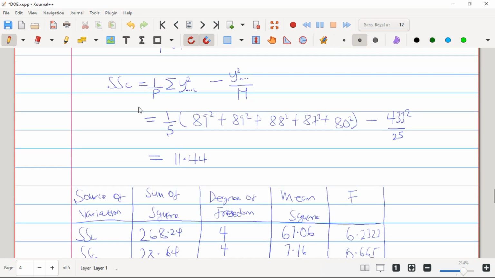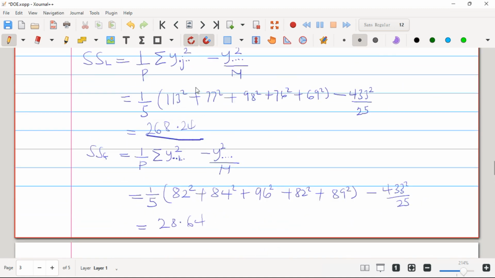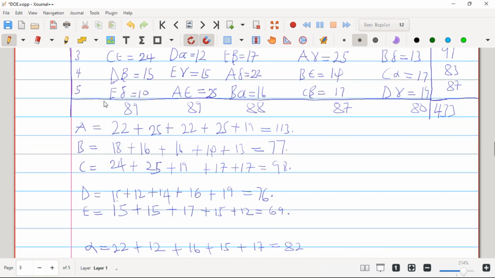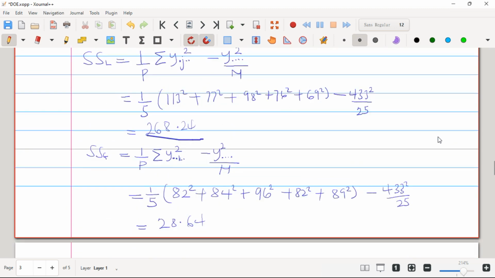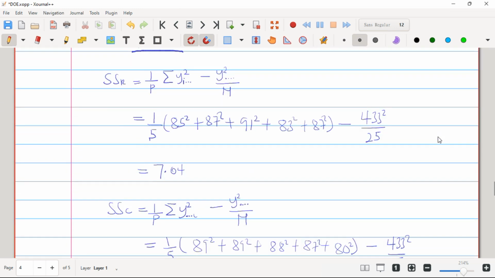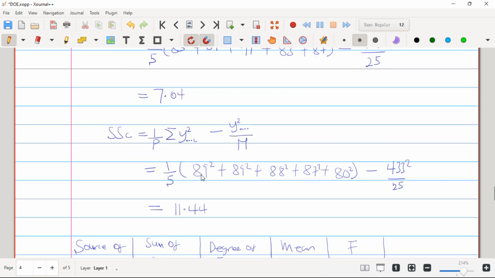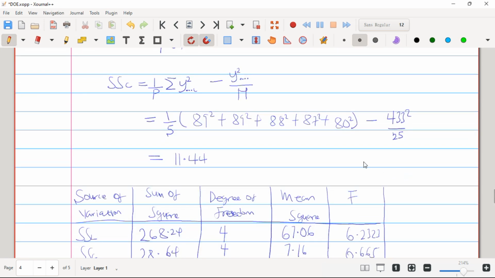And then we have our sum of squares for the columns. For the sum of squares for columns, it will be 1 over p, summation of y dot dot dot dot dot dot l squared. So I'm going to take the individual columns here and then do it, paying justice to that. 89 squared, 88, 87, and then 80. Nicely, as you can see here, that's the same thing that you can see here. So after everything, you just punch all of these things into the calculator, and you're going to get your final answer to be 11.44.